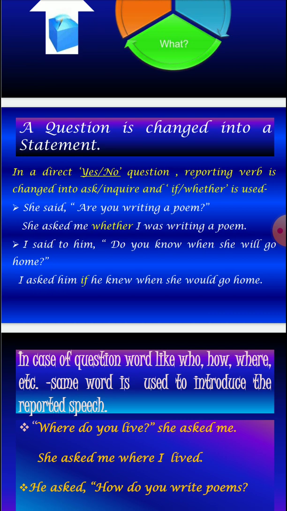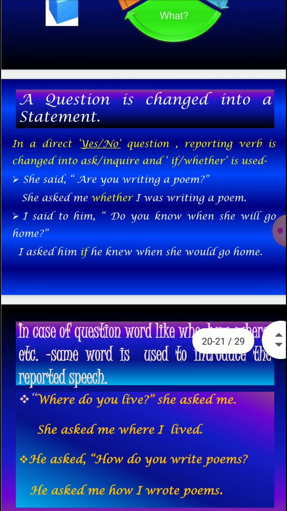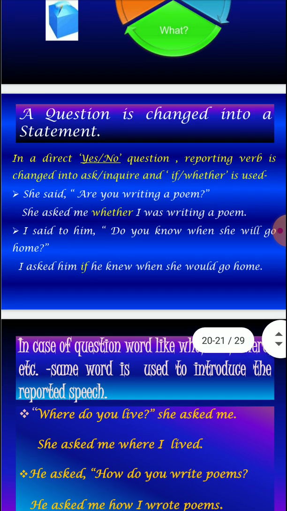Let us consider one more example. I said to him, "Do you know when she will go home?" So, do you know when she will go home? Answer can be yes, answer can be no. So in such questions, what you have to do is introduce if or whether, and said to will change to asked. And always remember that whenever there is an interrogative sentence and whenever you introduce asked there, do not write that in your indirect statement. We are not using that here. So it will be: I asked him if he knew when she would go home.